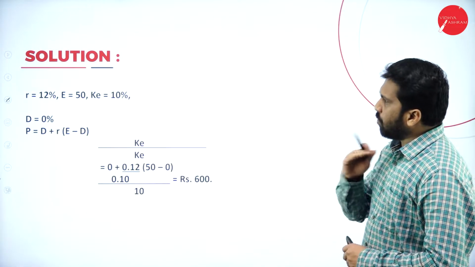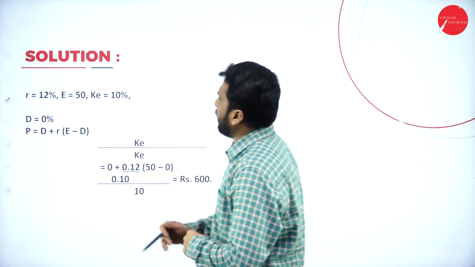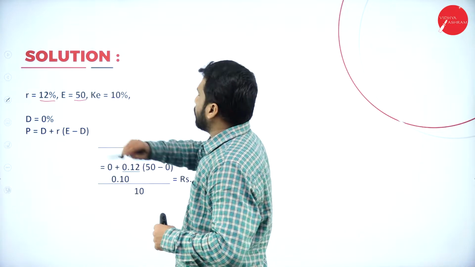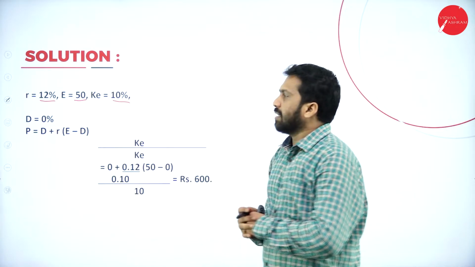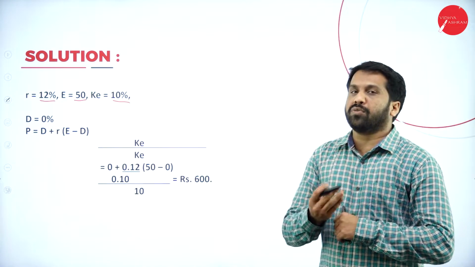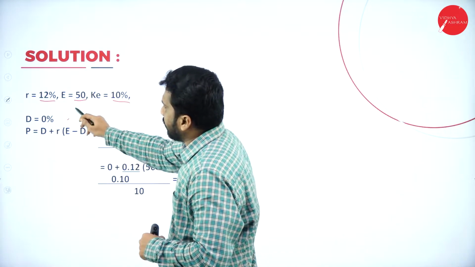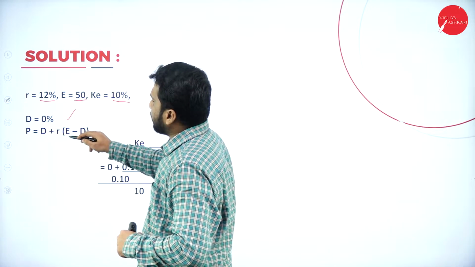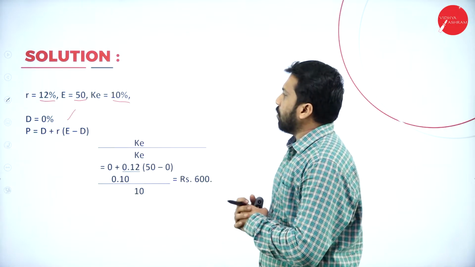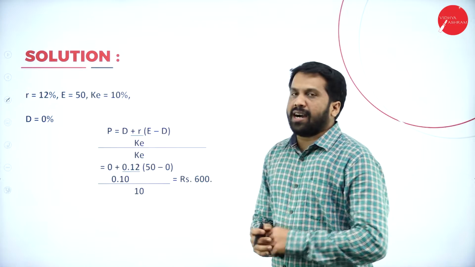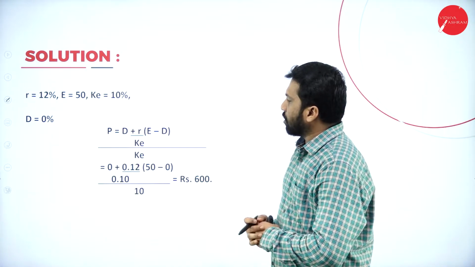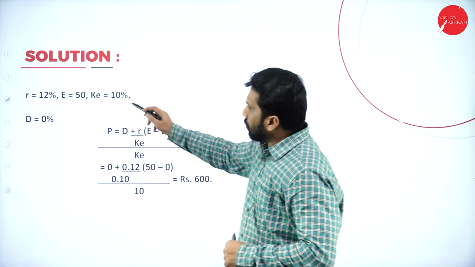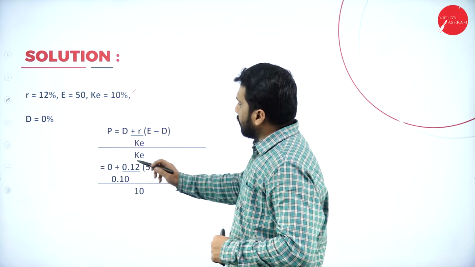Now, we'll go one by one. If your rate of return is 12%, your equity value is 50 and cost of equity is 10%. Now, dividend payout ratio, how much do we consider? We consider 0. Now, what will be your answer? P is equal to D plus R(E minus D) whole divided by cost of equity, and a complete whole divided by cost of equity. Now, your cost of equity, we know that it is 10%. So it will be how much?